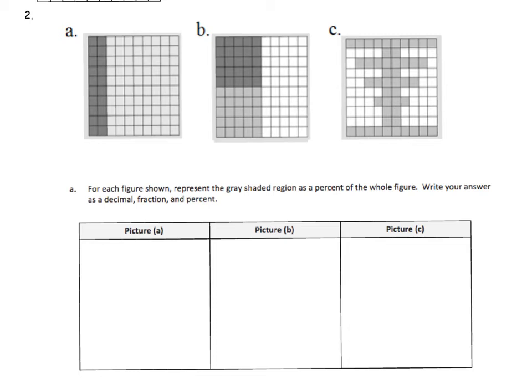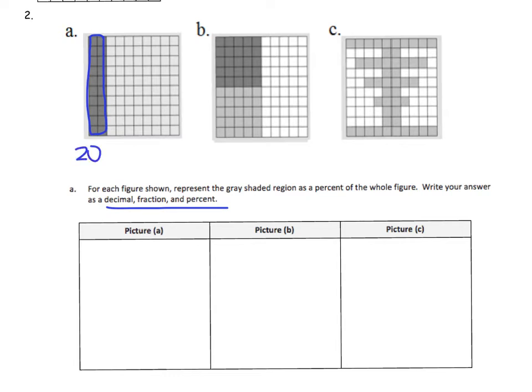Number 2 says that for each figure, represent the gray shaded region as a percent of the whole figure. Write your answer as decimal, fraction, and percent. So we have to make sure that we represent our answer in 3 different forms this time, instead of just the fraction and percent. And so looking at picture A, we want to look at just the dark gray shaded ones for this one. So I see I have these boxes are shaded in dark gray, which is 20 boxes.